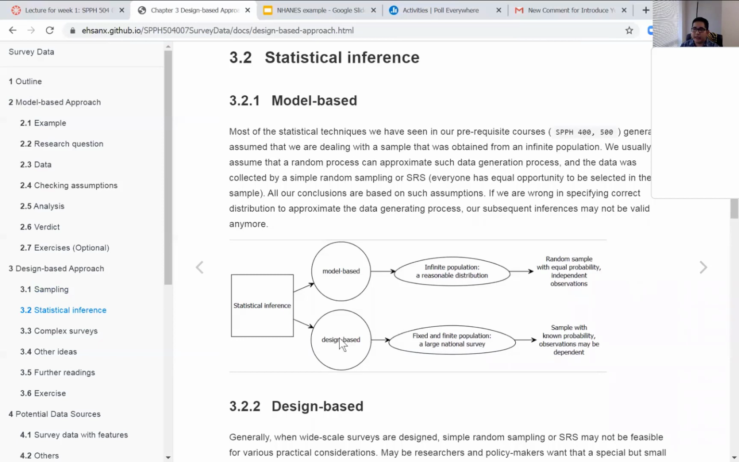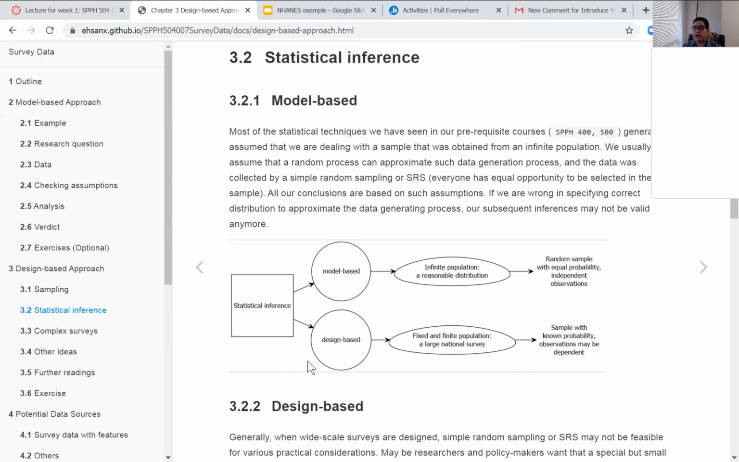But the design-based approach is somewhat different from the model-based approach. The difference is that now you are assuming there is a fixed population, and that population is finite. There is no infinite component in here. It can be a large number, but it has to be a finite number. Say, for example, when you are dealing with the Canadian population, it can be a large population, but it is still a finite number. It is not an infinite population, right?